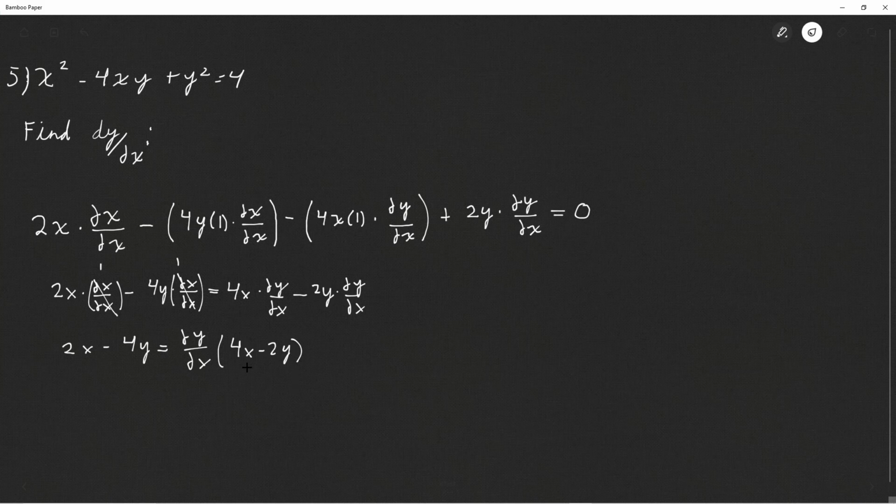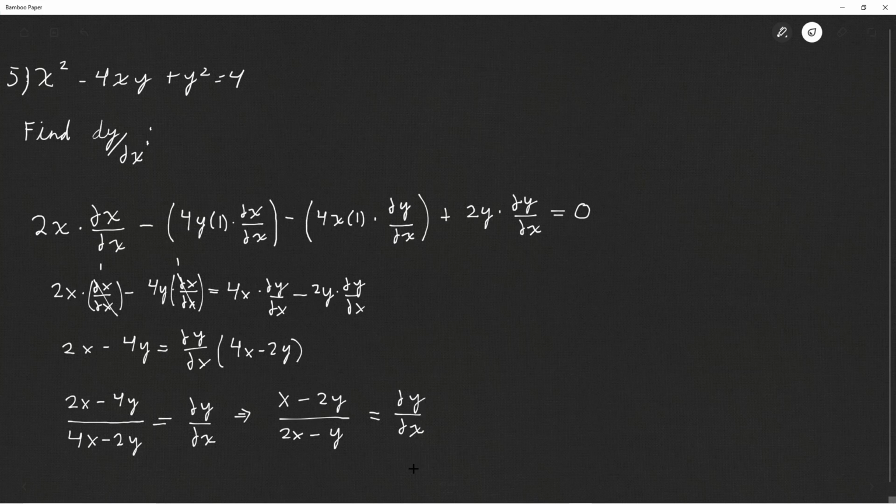So now we just have to do our regular solving for dy over dx like how we would solve for a variable. We're just going to bring all the other terms to the one side. So this will be 2x minus 4y divided by 4x minus 2y is equal to dy over dx. And now to simplify it, it just becomes x minus 2y divided by 2x minus y is equal to the dy over dx.